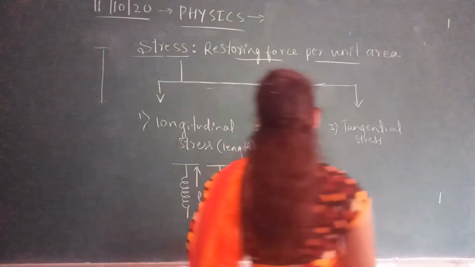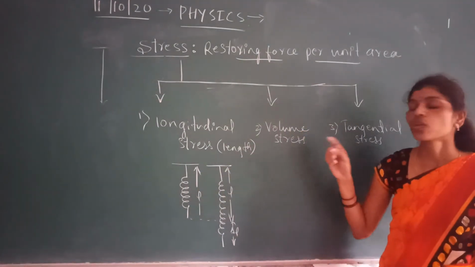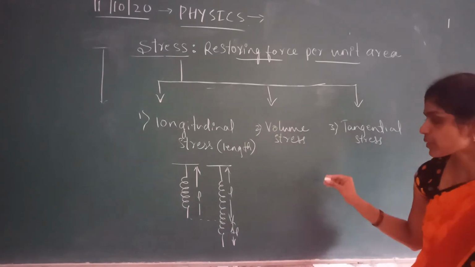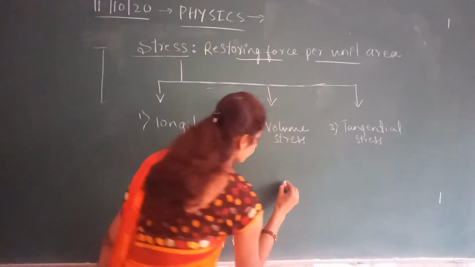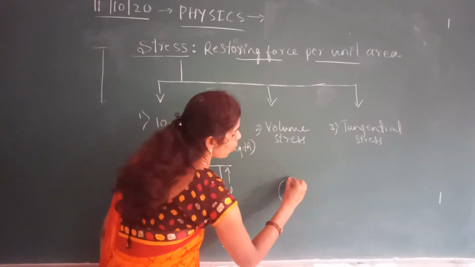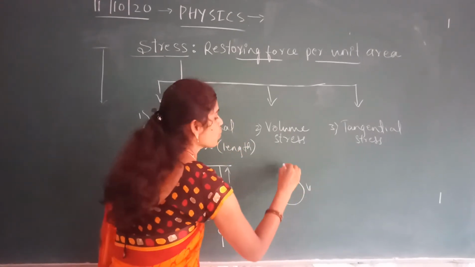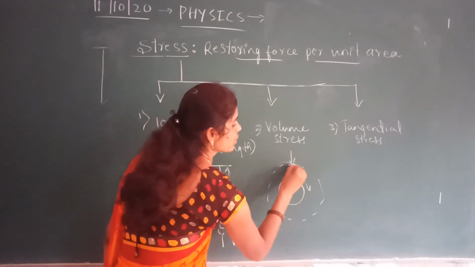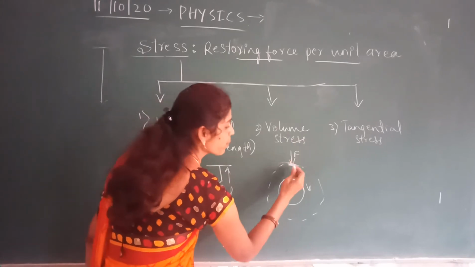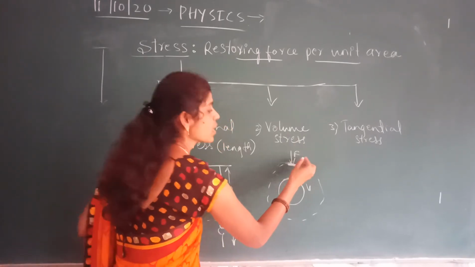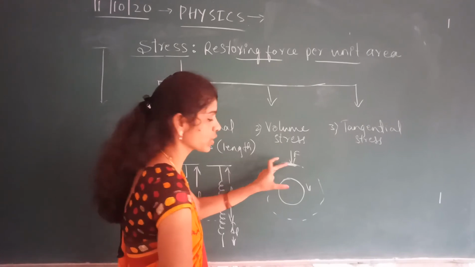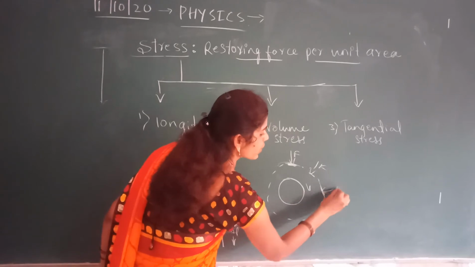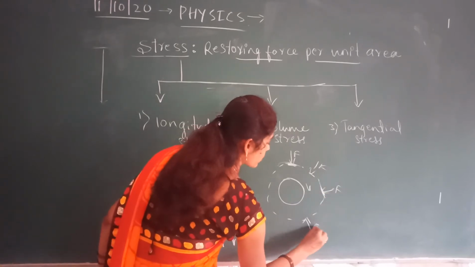So next we shall discuss volume stress. Volume stress is also one kind of stress. How does it take place? Let us consider the object is having certain volume initially. When we apply force perpendicular to the surface, here we are applying the force perpendicular to the surface. This is the surface, and we are applying the force perpendicular to it.